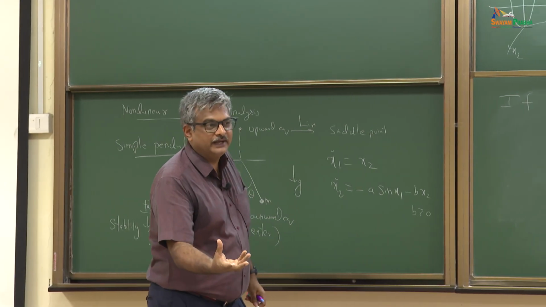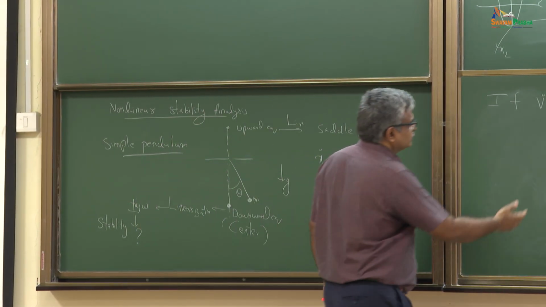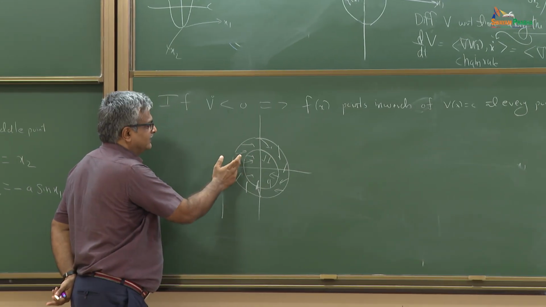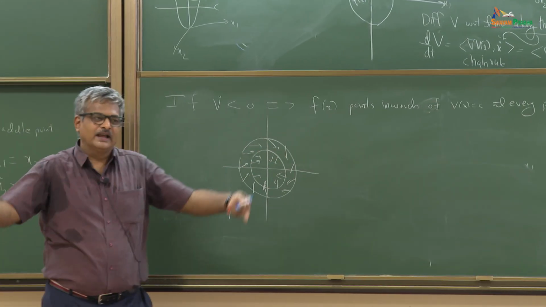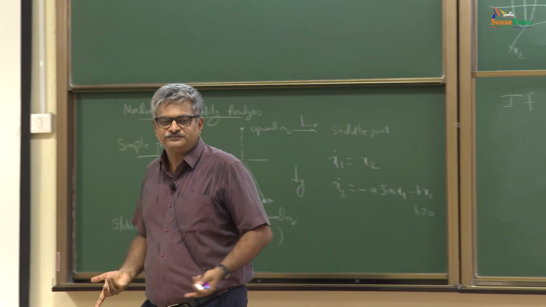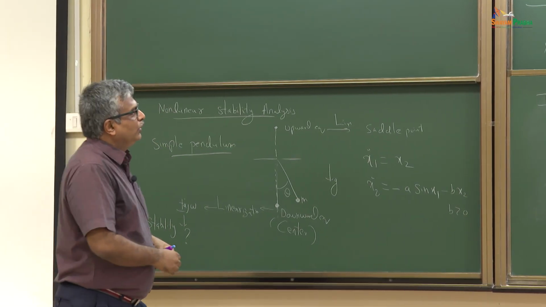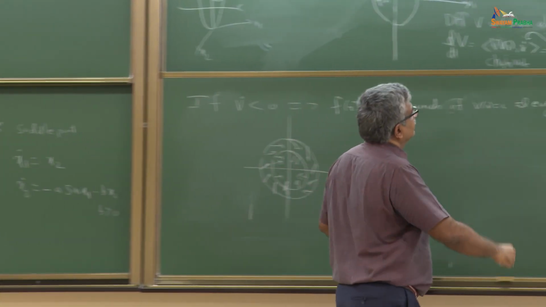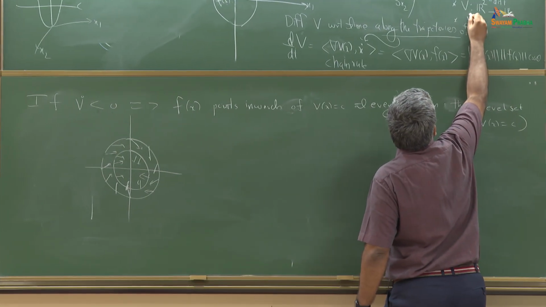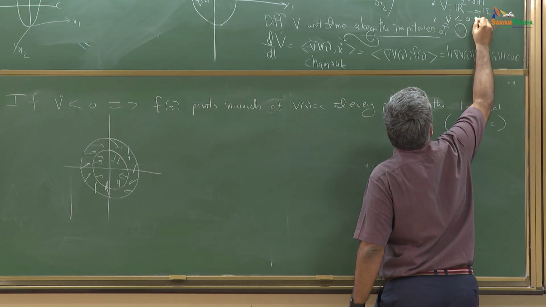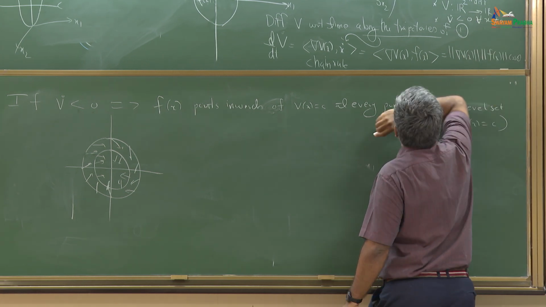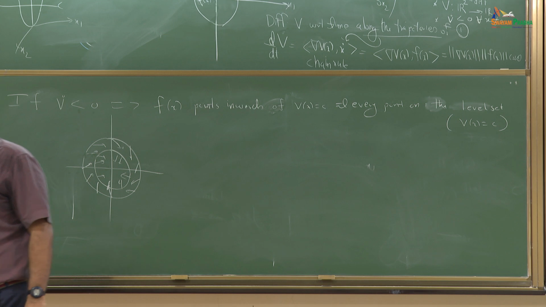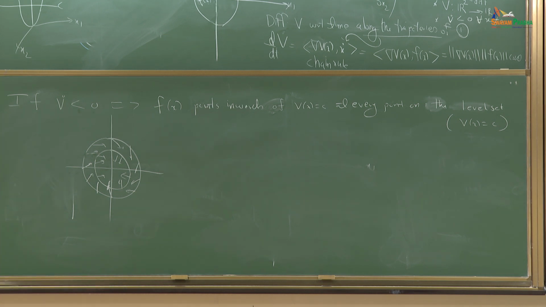And if you try to perturb it, right, you will go to some energy level set, some sub-level set, but again the vector fields are pointing inside. Again you will come back. That is stability, right? So if you can show that V dot is negative for all x not equal to 0, then you are done, right? That is nothing but the Lyapunov's theorem.